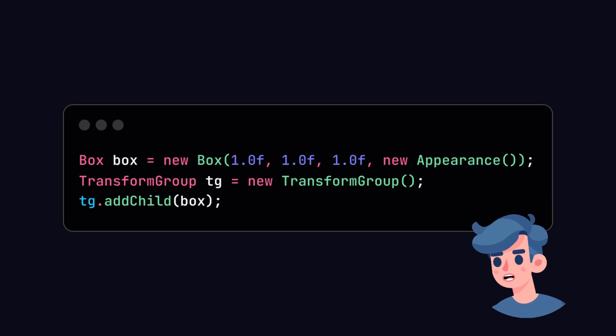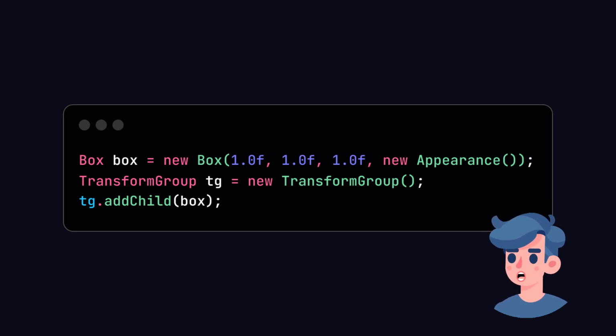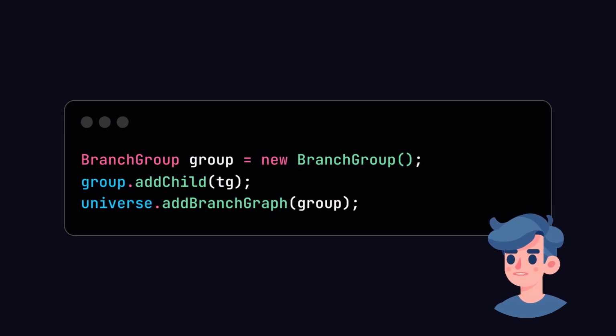With our universe set up, we will now create a simple shape to display in our scene. Let's proceed to build a 3D box, which is an excellent starting point for 3D visuals. In this code snippet, we create a box object with dimensions of 1 unit in length, width, and height. The transform group allows us to transform our 3D shapes within the scene easily.